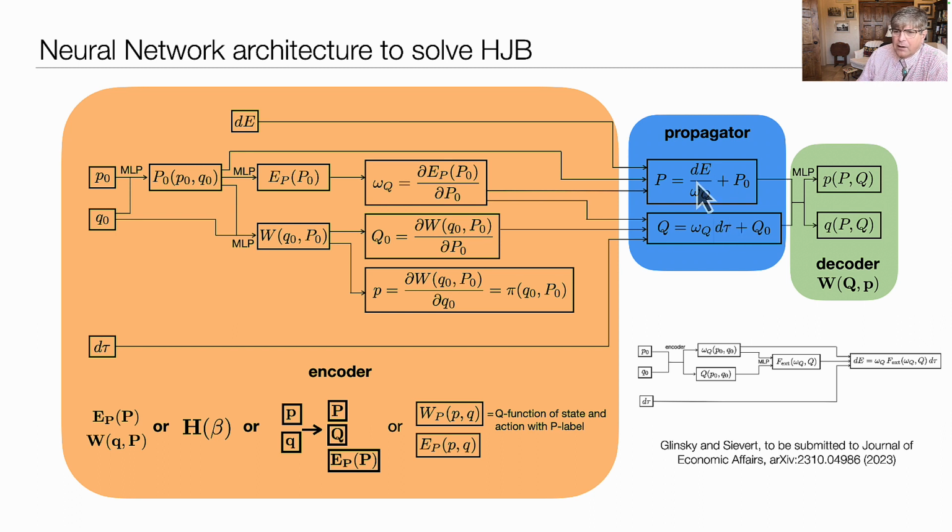And then, knowing the propagated P's and Q's, and you can see this is starting to have structures similar to neural propagators, we can now do the inverse, or the decoding of this into the P's and Q's, right?